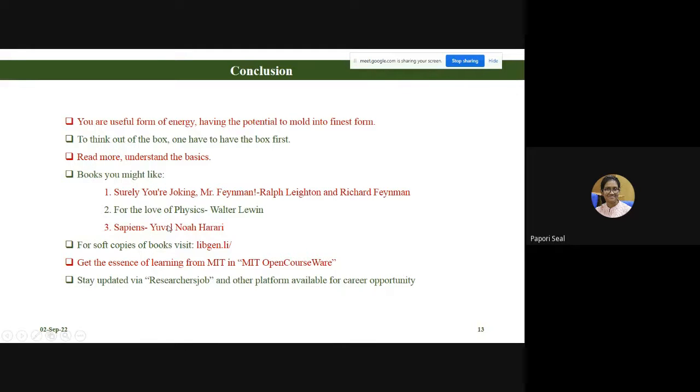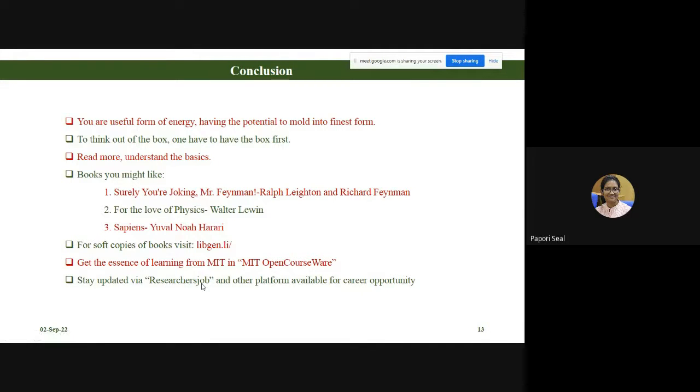I don't know how many of you have already read them. And for soft copies, okay, if you don't want to buy, you can go here, libgen.ly. You can get many books there. You can download them.